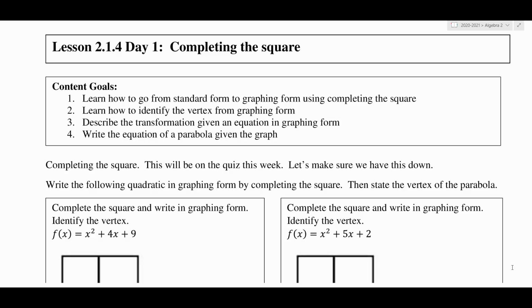The focus of this lesson is going to be completing the square again. We've been talking about this for about the last week and a half, so we just need to see a few more examples and make sure that we are ready to do this on the quiz this week.